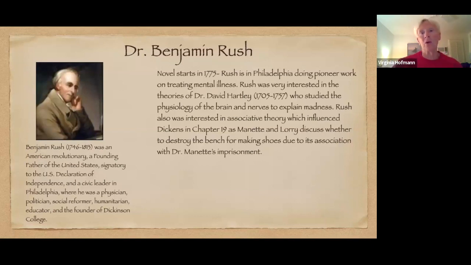I read this summer Benjamin Rush's biography by Stephen Fried, and I highly recommend it. He did major work. He is from Philadelphia. He did all his work in Philadelphia. He founded Dickinson College. You can read over there on the left all his different roles. He was an American revolutionary, a founding father, signed the Declaration of Independence, was a civic leader in Philadelphia, a physician, politician, social reformer, humanitarian, educator, and he founded Dickinson College. He really is an amazing man.